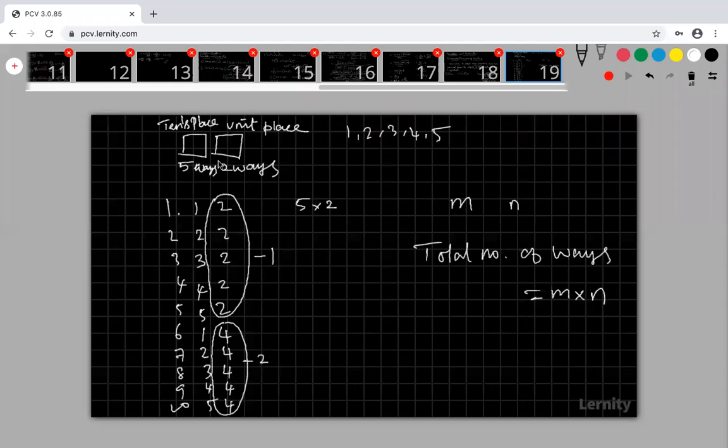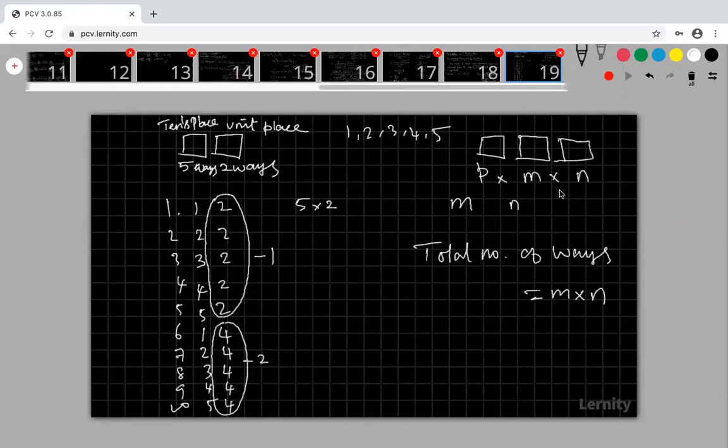Okay, so one event is occurring in m ways and another event is occurring in n ways. Then the total number of ways is m into n, that is, this number of ways into this number of ways. Suppose we take a 3-digit number: this is n ways, this is m ways, this is some p ways. Therefore the total number of ways is p into m into n.